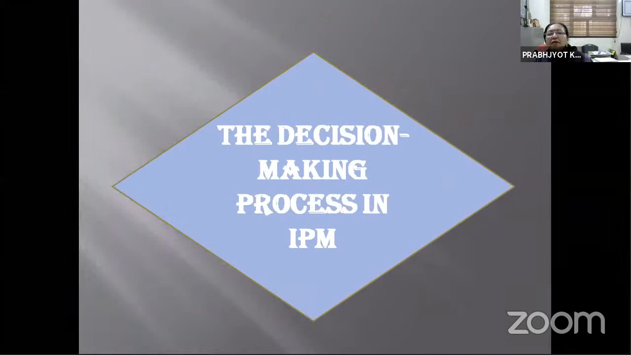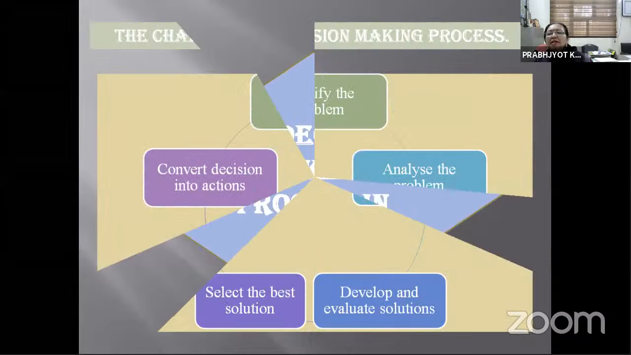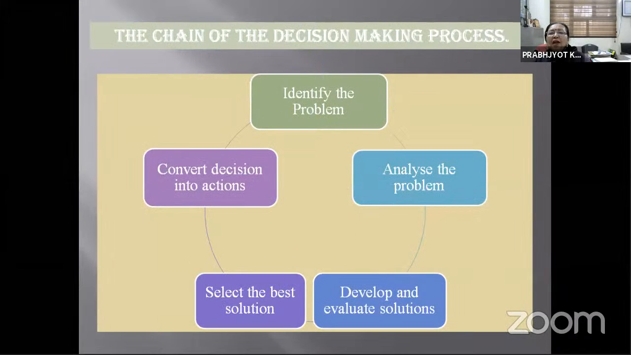So this is the decision-making process in integrated pest management. What we have to do there, first of all, is identify the problem, then analyze it and develop some solutions for that. And among those solutions, say there are 10 solutions, which is the best, which should be adopted here. Then you convert your decision into action.